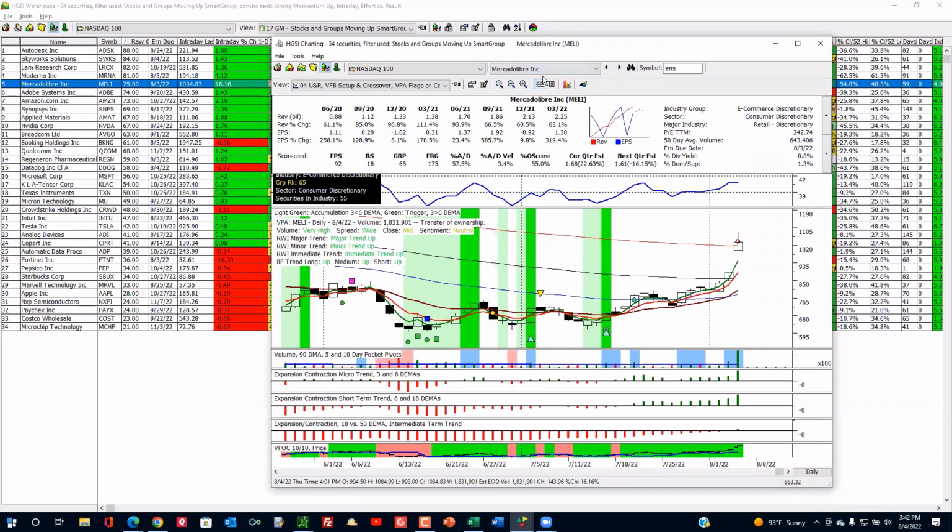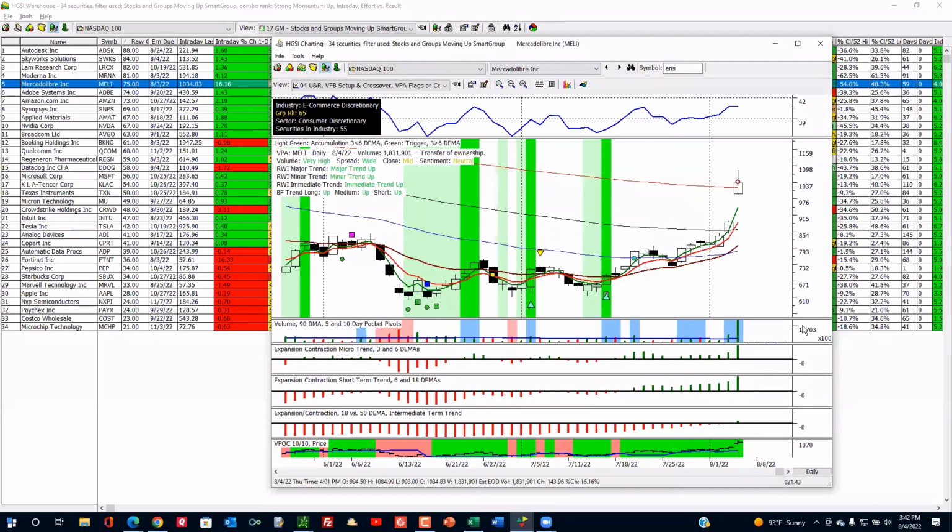Earnings day, you can see that right here. But look at this. This is one of those that would have been picked up in those scans I just showed you, because the fan was not in place. But what do we have here? 2 accumulation days. We have a crossover day, and it really hasn't looked back.